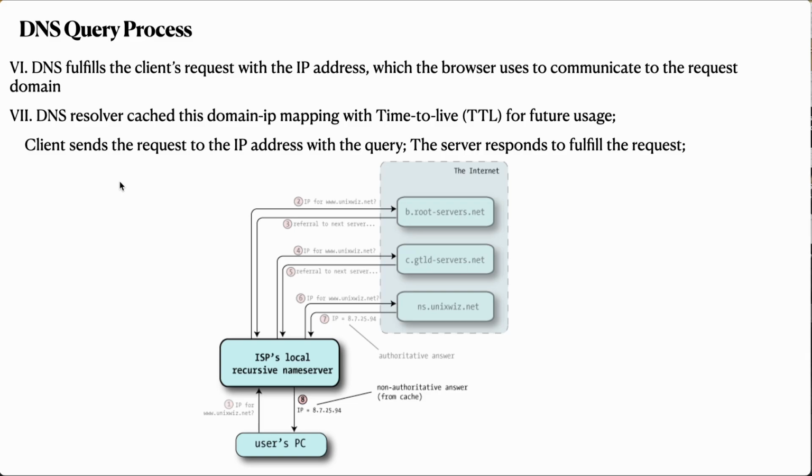So at this point, the DNS fulfilled the client's request with the IP address, which the browser will later use to communicate with the requested domain. The DNS resolver caches this domain IP mapping with the time to live timestamp for future usage. The client will then send the request to the IP with the query, and the server will respond to fulfill the client's request.